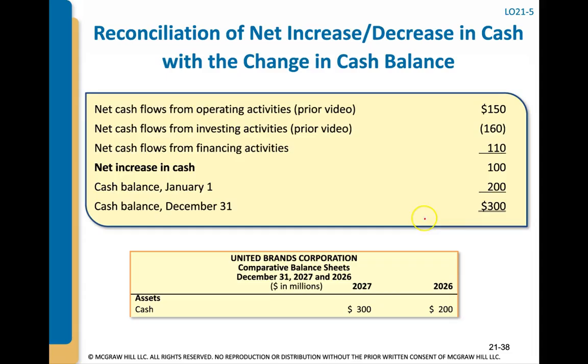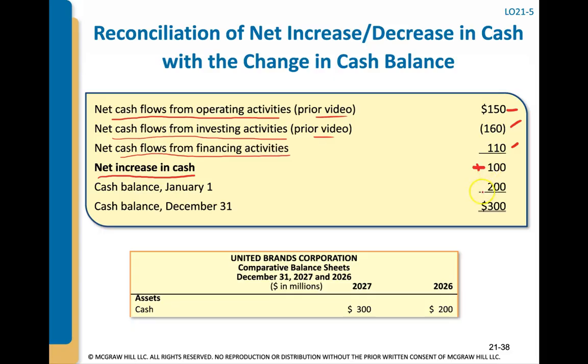Let's go back to what we need to do when we actually do the statement of cash flows, and we've just kind of condensed it. We had our net cash flow from operating activity, which was all in a prior video, and we had an inflow of $150. Our net cash flows from investing activity, a different video, we had an outflow of $160. And now we know the net cash flow from financing activities is $110. We're going to add all these inflows and outflows, and we get a net increase. So net inflow of $100.